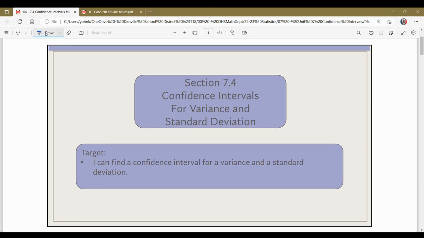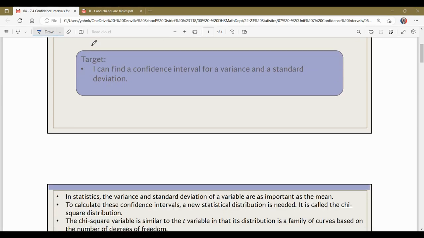Hey kids, welcome to section 7.4, confidence intervals for variance and standard deviation. Today we're going to learn how to find a confidence interval for a variance and for a standard deviation.